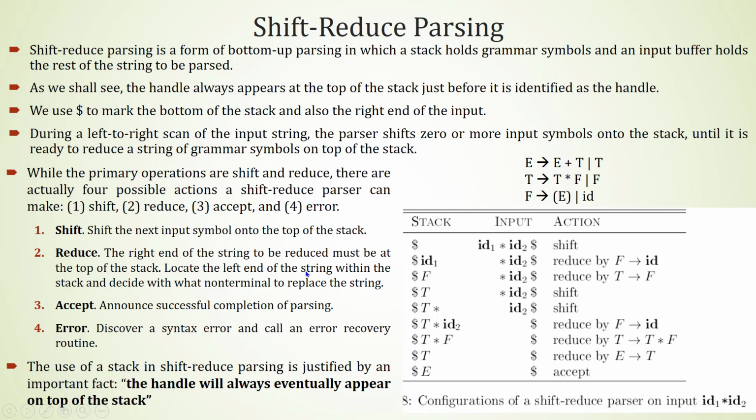Locate the left end of the string within the stack. So next we have to locate the left end of the string. Here we know we can't apply some production of F because it will not give the desired result. So we are moving towards the left, but we can't reduce star F. Again we are moving towards the left, so we are considering T also. Now I got T star F. So this T star F can be replaced by T. So reduce by T gives T star F. So T star F will be replaced by T.